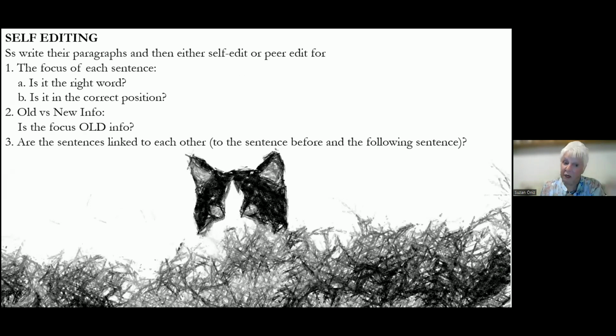So is it the right word? Have you, vocabulary-wise, selected the right formal word, concept, best describing the situation that you want to describe? Is it in the correct position? And the second one is the focus old information? Has it been mentioned before? And the last question is, are the sentences linked to each other? Each sentence linked to the one before and after in some way. And so what they do is they just write 1, 2, 3. For one, they write A, B, 2, 3, and then tick, tick, tick, tick, hopefully.